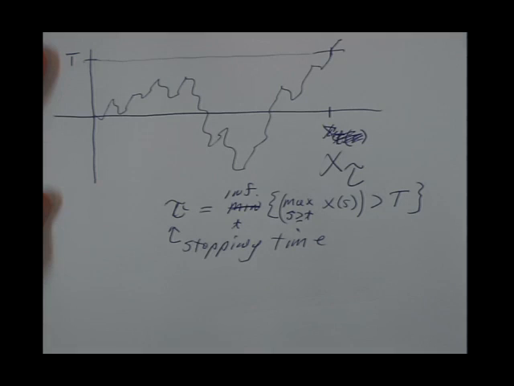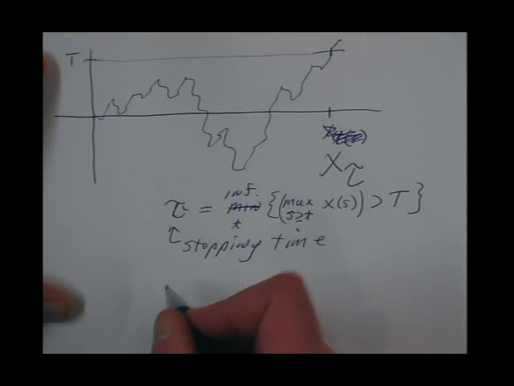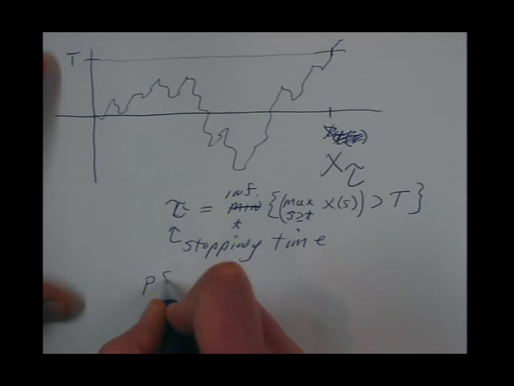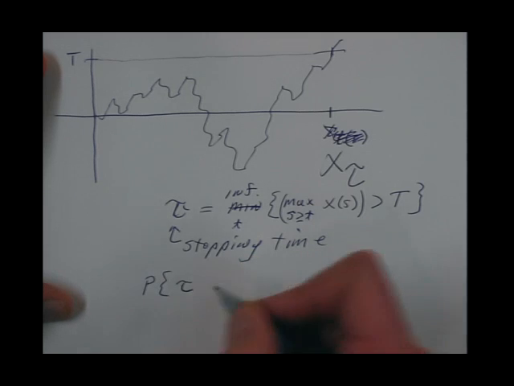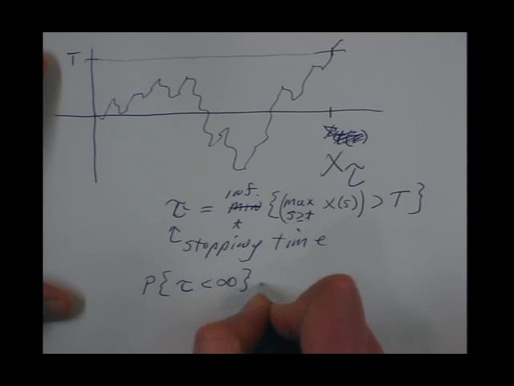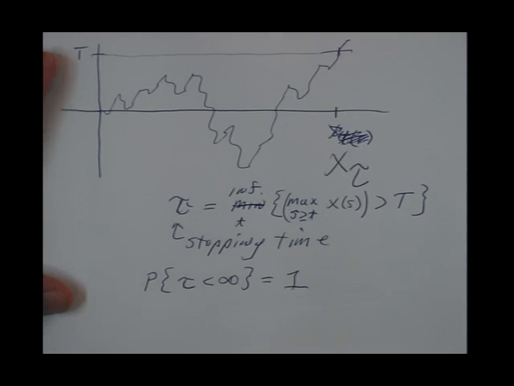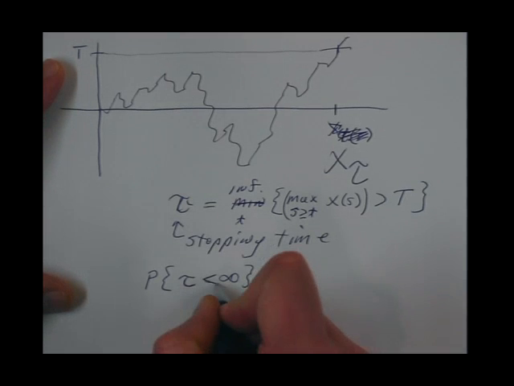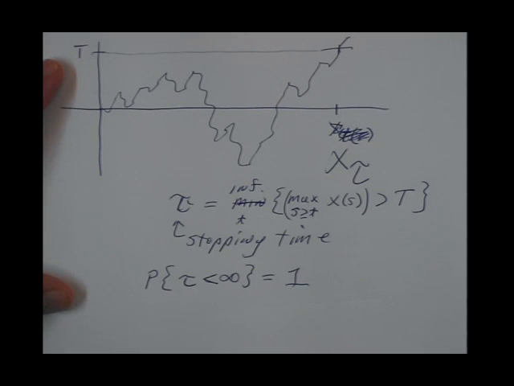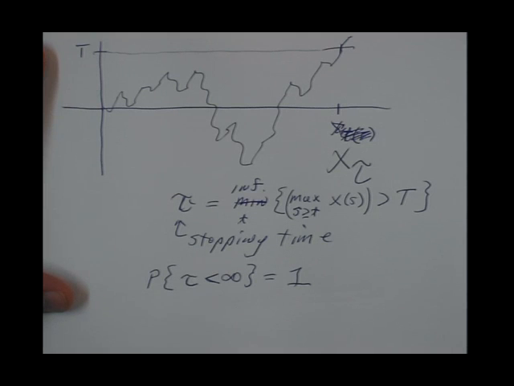And you can show the following thing. You can show that the probability that tau, because tau is a random variable, is less than infinity is equal to 1. So with probability 1, if you wait long enough, eventually you'll win. So this is sort of like the double down strategy. What you do is you say, okay, I'll bet $1. I flip a coin. If I lose, I say, okay, I'll double my bet. If I win, I keep the winning. And I keep doing that until I win.